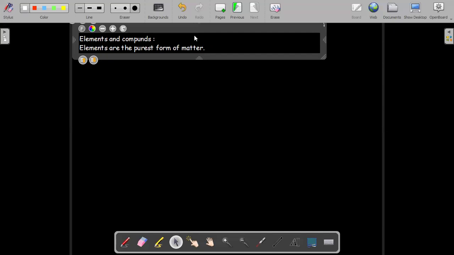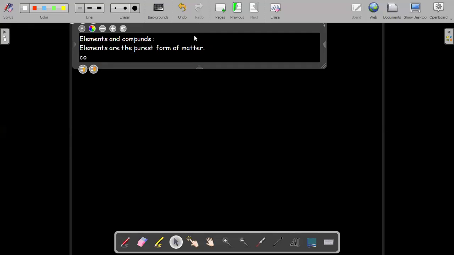Similar means the same in size and the same in mass. So their size, mass, charge, everything is similar to each other. That is why elements are the purest form of matter. Then compounds. What are compounds? A chemical combination of two or more elements. Two or more elements combined are these compounds.